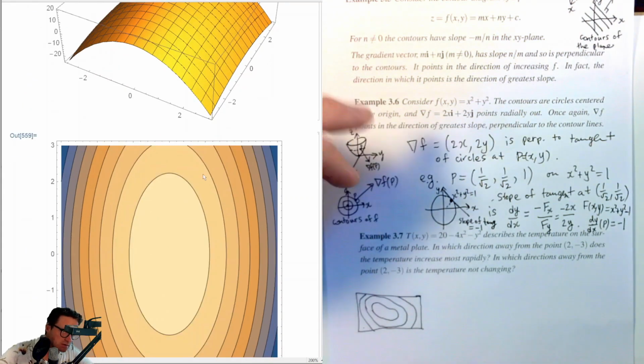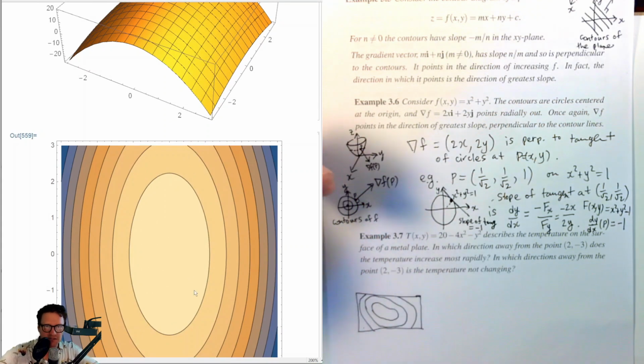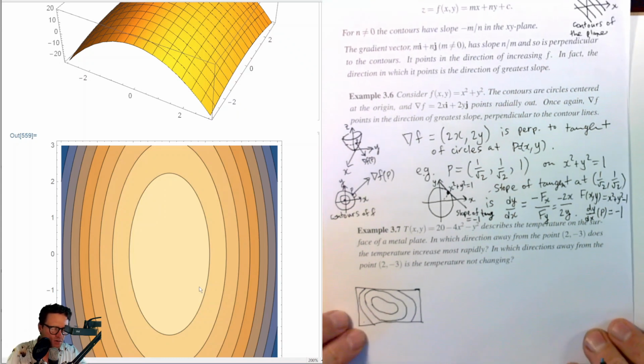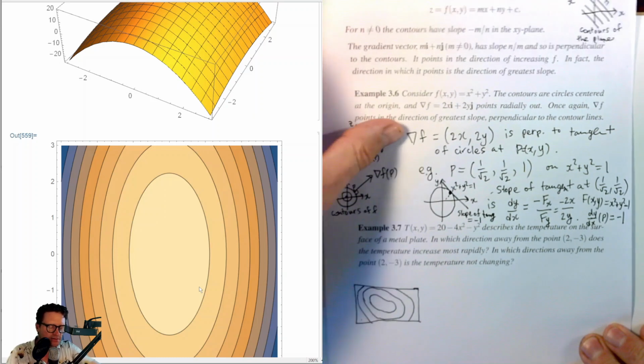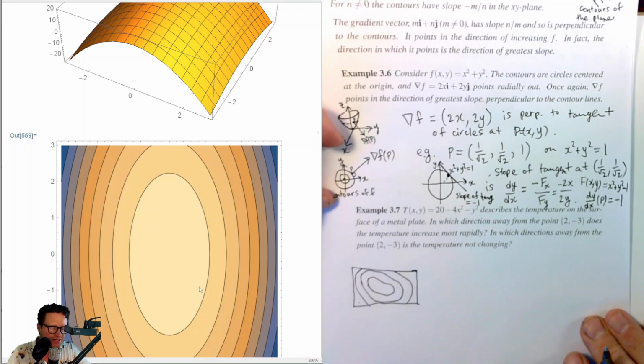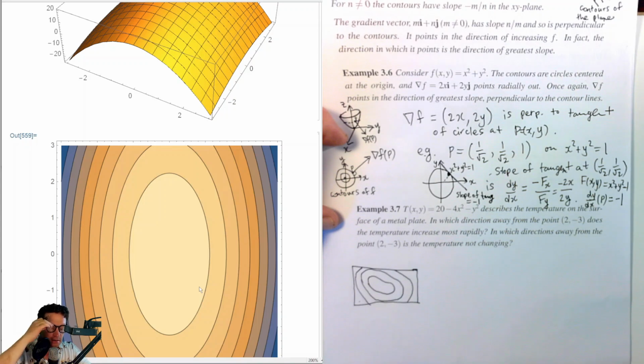Okay, so here we go. So they look like this. These are the contours or isotherms of this metal plate. So what I'm trying to draw here. All right, now let's do some calculations. In which direction away from the point (2, -3) does the temperature increase most rapidly? In which direction is it not changing?